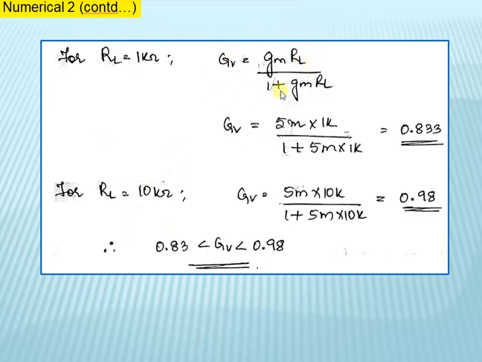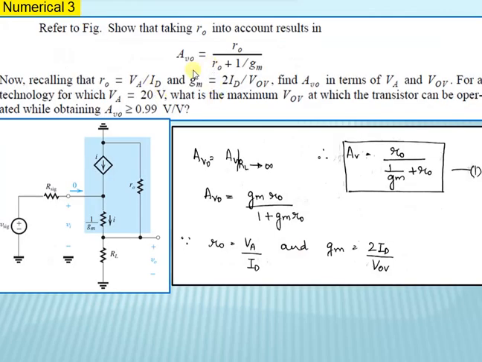The equation for the overall voltage gain is equal to Gm into RL divided by 1 plus Gm into RL. In the first case, I am substituting RL to be equal to 1 kilo ohms, and that gives me a value of 0.833. Whereas in the second case, I am substituting a value of 10 kilo ohms, and that will give me a value of 0.98. So when the load resistance varies from 1 kilo ohms to 10 kilo ohms, the overall voltage gain varies from 0.83 to 0.98.